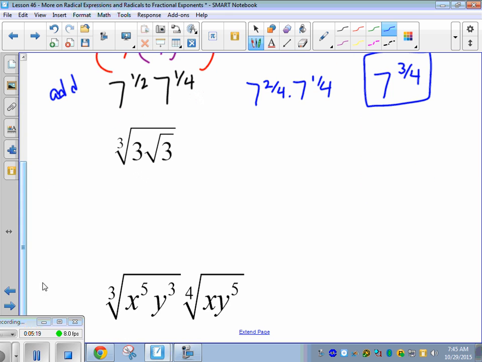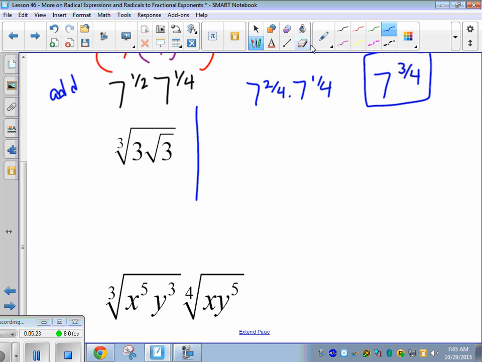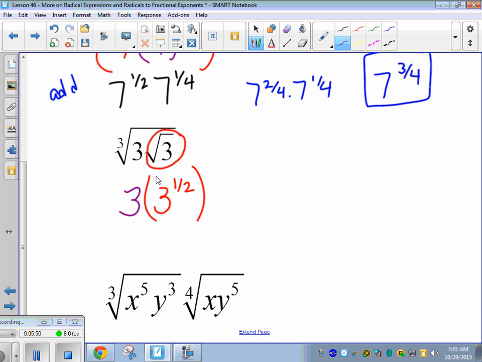All right. Ooh, that one looks fun. Okay, so I have the cube root of 3 and then the square root of 3 embedded inside of that one. Start with your inside first. So I have the square root of 3. So the square root is the same as what power? What do you want to memorize? Same as what power? 1/2.